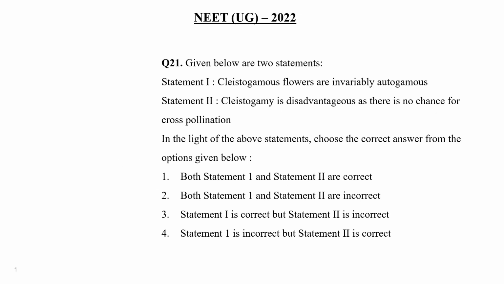Now, question number 21, they have given us two different statements. Statement 1: Cleistogamous flowers are invariably autogamous. Statement 2: Cleistogamy is a disadvantage as there is no chance for cross pollination. In light of the above statements, we have to choose the correct answer. Both 1 and 2 are correct. Both 1 and 2 are incorrect. 1 is correct, 2 is incorrect. 1 is incorrect and the second statement is correct. Just take 5 seconds and then tell me the correct answer.